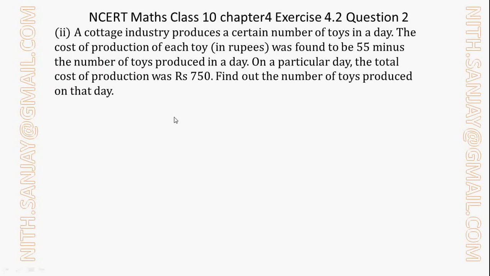Now we will solve part 2 of question number 2, which says: a cottage industry produces a certain number of toys in a day. The cost of production of each toy in rupees was found to be 55 minus the number of toys produced in a day. On a particular day, the total cost of production was 750 rupees. Find out the number of toys produced on that day.